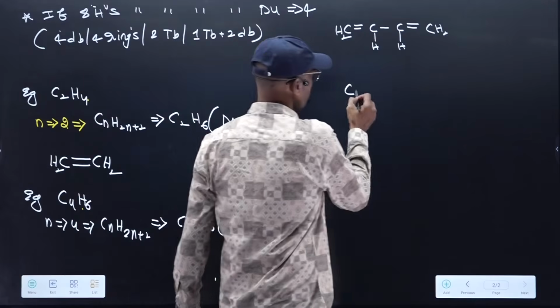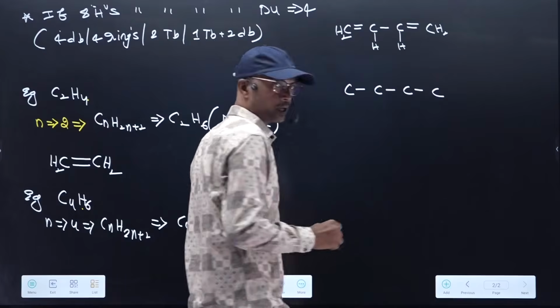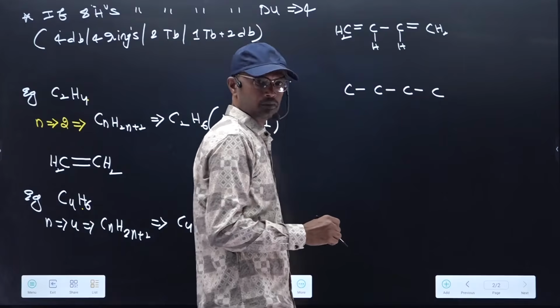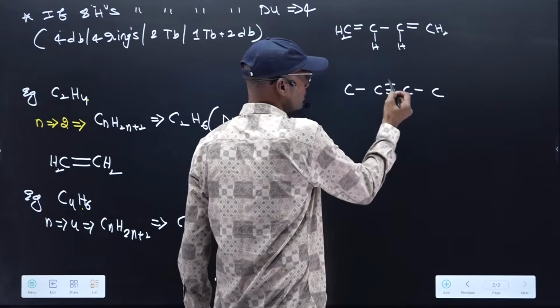Suppose one more I will show. 1, 2, 3, 4. Can I write one triple bond? Can I write one triple bond or not? Yes, see. If I write a triple bond anywhere, this is a triple bond.